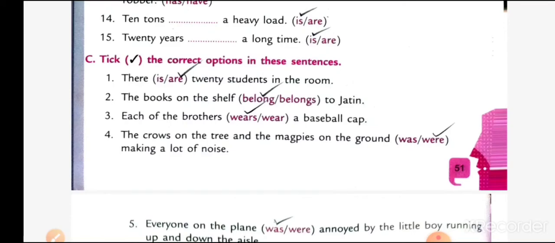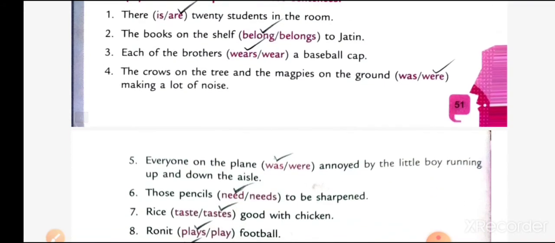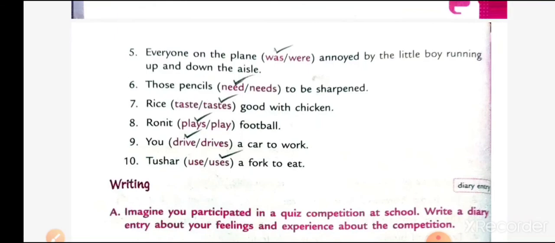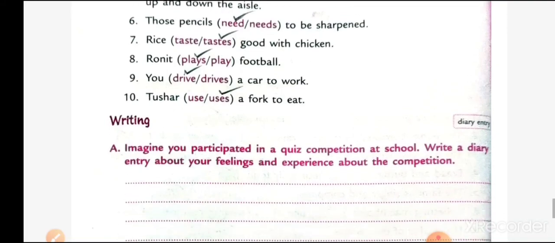Take the correct options in these sentences. There are 20 students in the room. The books on the shelf belong to Jatin. Each of the brothers wears a baseball cap. The crows on the tree and the magpies on the ground were making a lot of noise. Everyone on the plane was annoyed by the little boy running up and down the aisle. Those pencils need to be sharpened. Rice tastes good with chicken. Ronit plays football. You drive the car to work. Tushar uses a fork to eat.